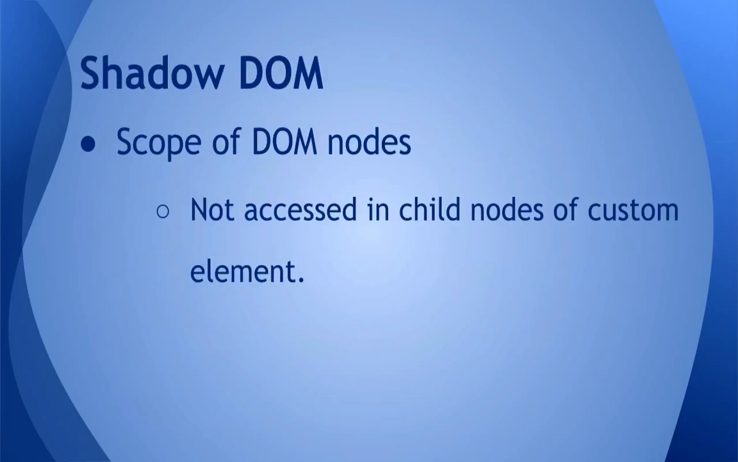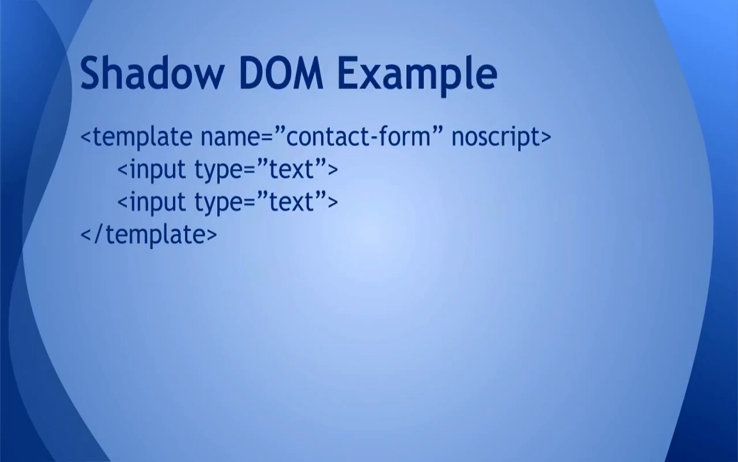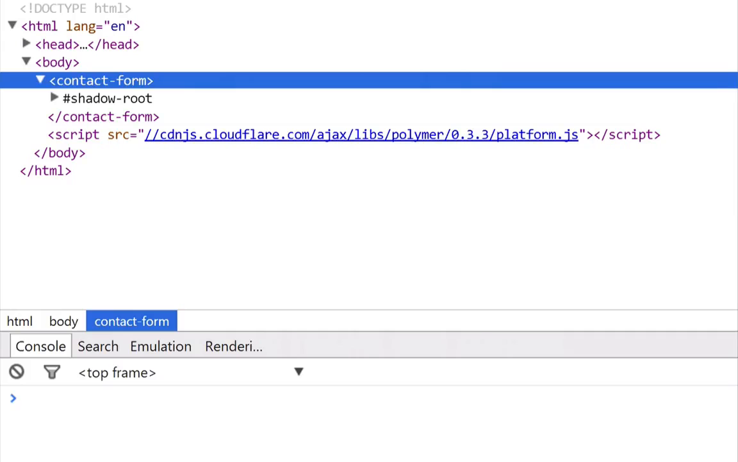Shadow DOM is what you might call the secret sauce of web components. Shadow DOM forms a scope of DOM nodes that aren't accessed in the child nodes of our custom element. Let's say that within the template of our contact form element we have markup of two text inputs. The inputs will be inside of the shadow DOM. When we look at our source code and inspector, you won't find those two inputs inside the contact form element. Instead, they are found under shadow root.